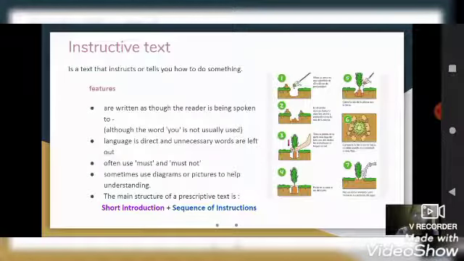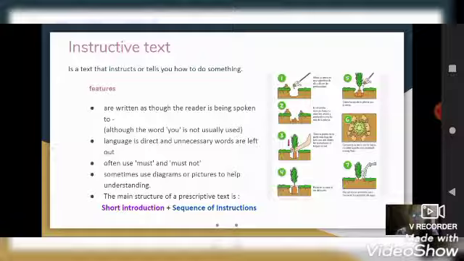The reader is being spoken to, although the word "you" is not usually used. Language is direct and unnecessary words are left out. Often "must" and "must not" are used. Sometimes a diagram or picture is used to help understanding. The main structure of an instructive text is a short introduction plus a sequence of instructions.